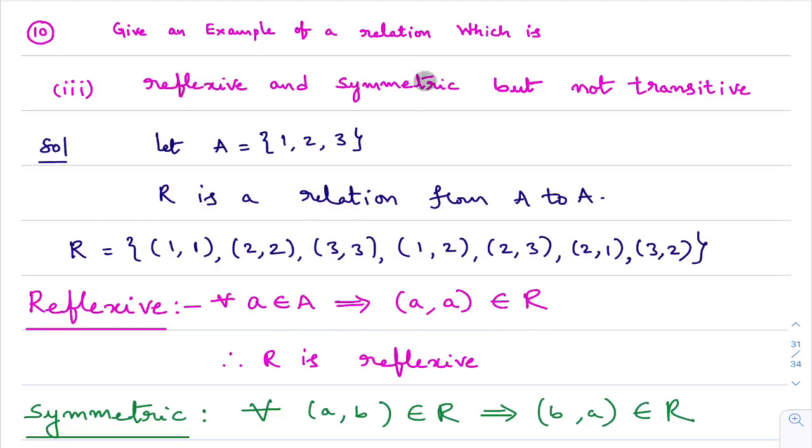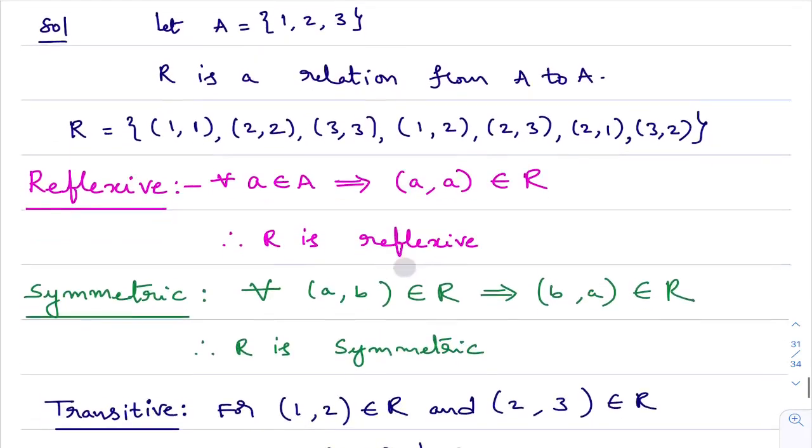Now, I need an example which is symmetric, right? Okay. So observe the given relation. You take (1, 1). For this ordered pair, we won't check the symmetric property because it always holds good. For this also, symmetric property, you see here (1, 2). Is (2, 1) there in this? Yes, (2, 1) is there. (2, 3). Is (3, 2) there in this? Yes, it is there. (2, 1). What is the reverse of this? Is (1, 2) there? Yes, it is there. (3, 2). Is (2, 3) there in this? Yes. That means what happened?